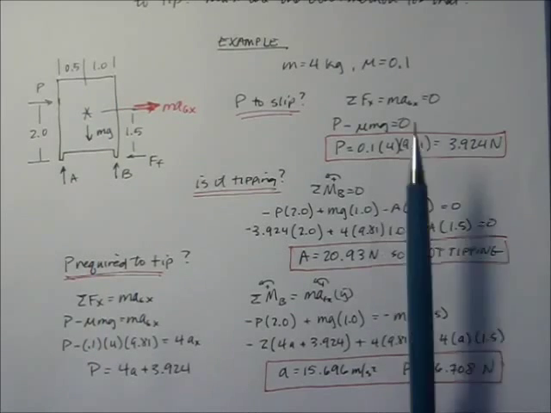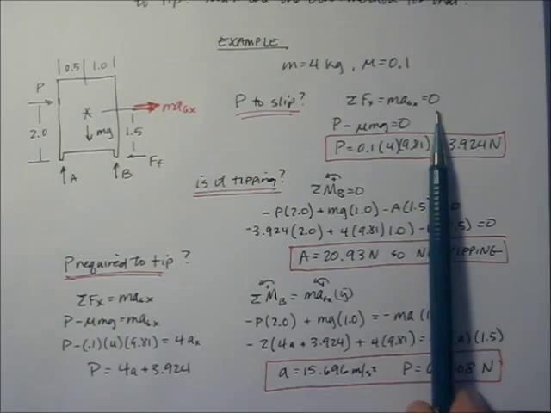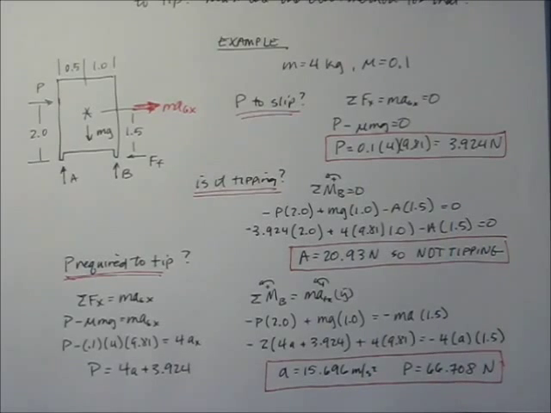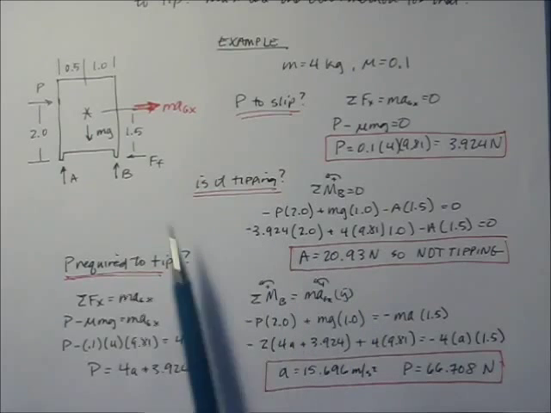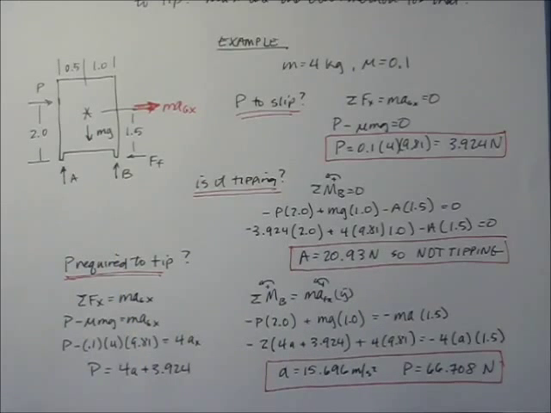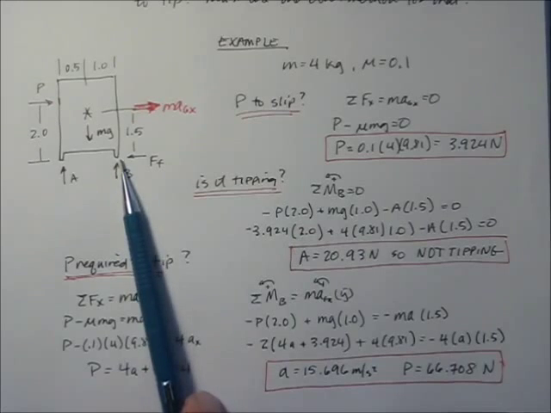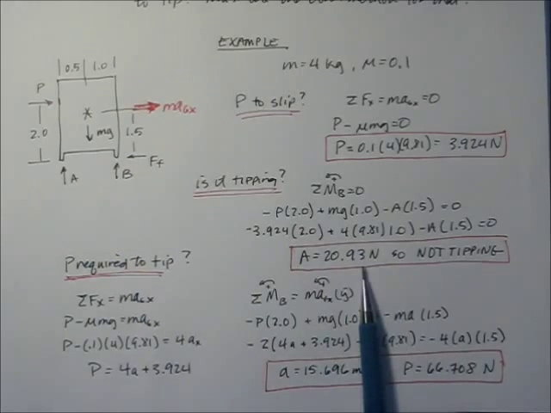So to evaluate slip, the sum of the forces in x is mass times acceleration in x. Again, just to evaluate the slipping condition, we find out that it takes 3.924 newtons. That's the statics analysis. And then at that point, is it tipping? Again, we're back to statics, and we can say that if A has a normal force, then it is not tipping. So I can say that the sum of the moments about B is equal to 0, and I can say that A is equal to 20.93, so it's not tipping.